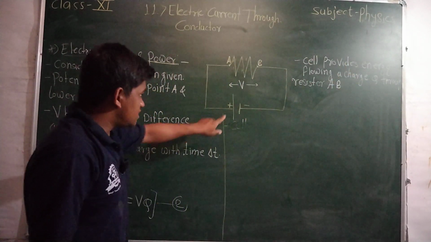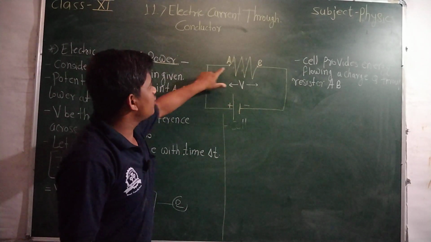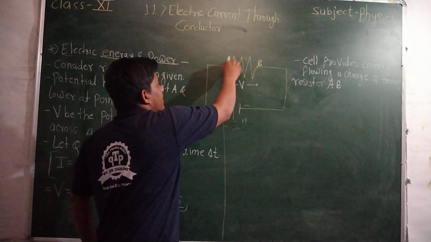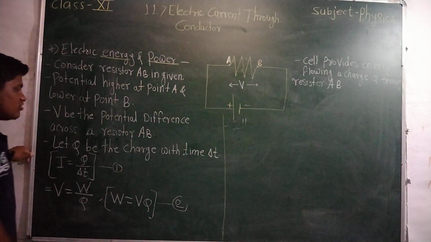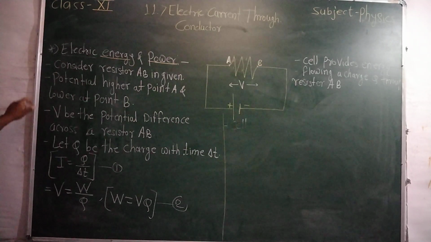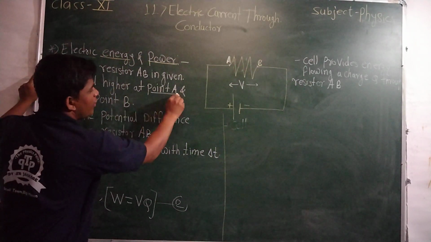Resistor AB. Then charges will be flowing from here to here. Then positive charges will be flowing. Then at a point A, the potential difference across a resistance AB, the potential energy or potential is higher at point A.